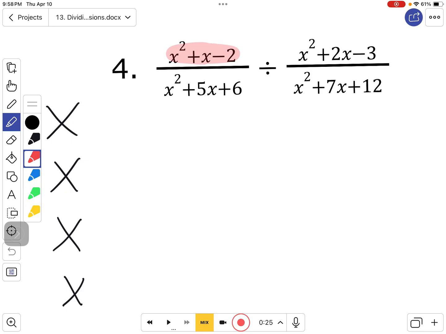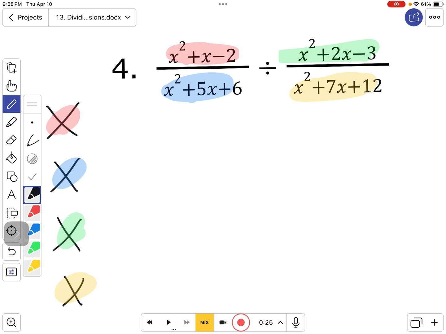I'm going to start right here with that one. This one is going to go right here. This one is going to be right here. And that bottom one is going to go right here. Okay, so starting with the red one, I have a -2 and a 1. So I know I need a 1 and a 2. Those are my only factors. And because the bottom's positive, the smaller one is going to be negative.